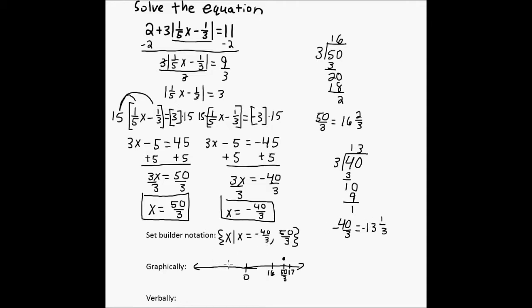So I'm going to put my negative 13 here, a little closer to 0. And then closer to negative 13, I will place negative 40 over 3. And then I'll put negative 14 over here. So I've graphed my two solutions. Verbally, I'm just going to say that x is 50 over 3 or negative 40 over 3. And those are my two solutions to this absolute value equation.